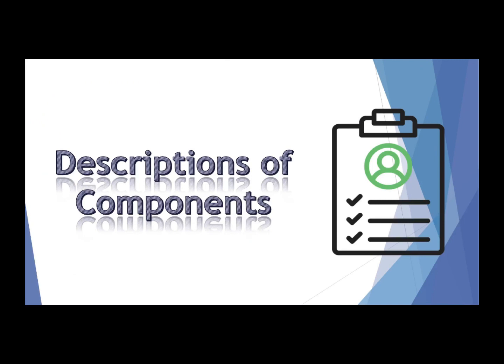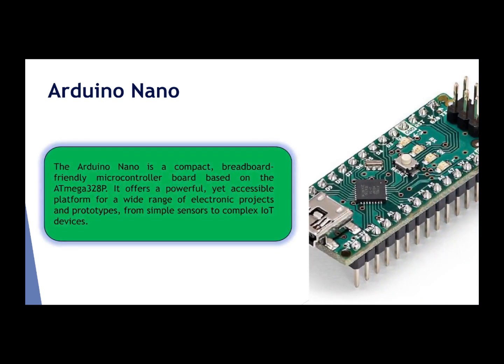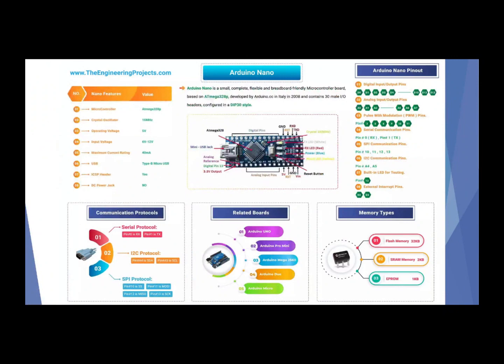Now let's discuss all of these components one by one. First of all, introducing the Arduino Nano. It's basically a development board, and it comes with a mini microcontroller, the ATmega328P. All the features of the Arduino Nano have been shown here.